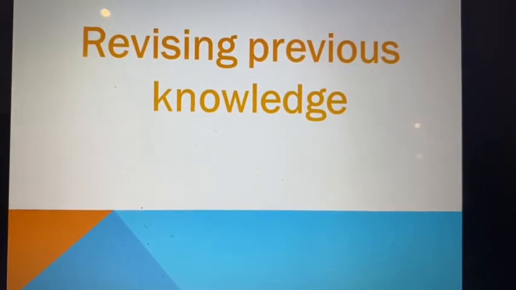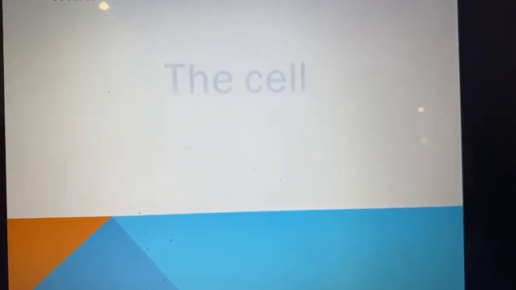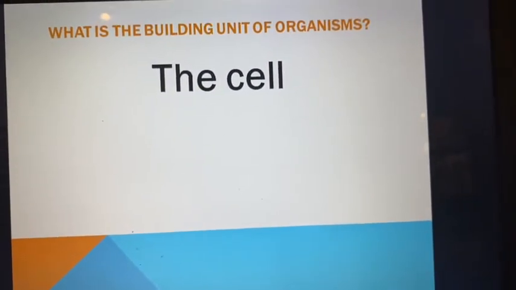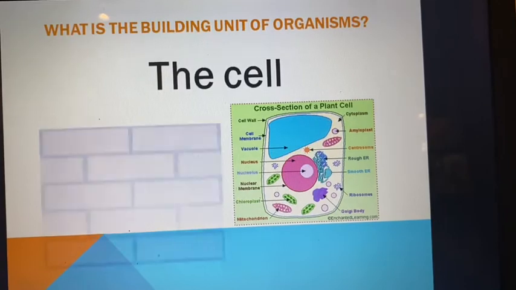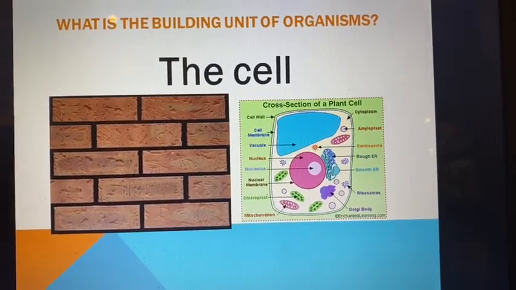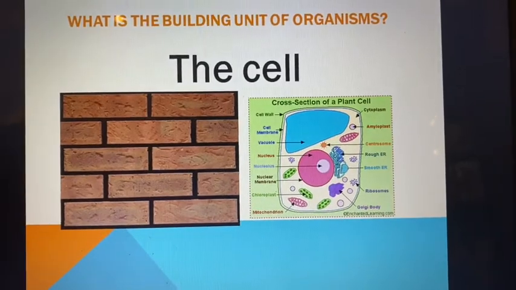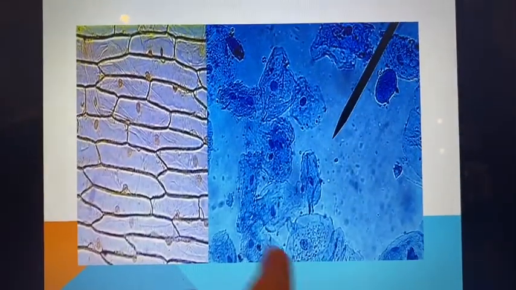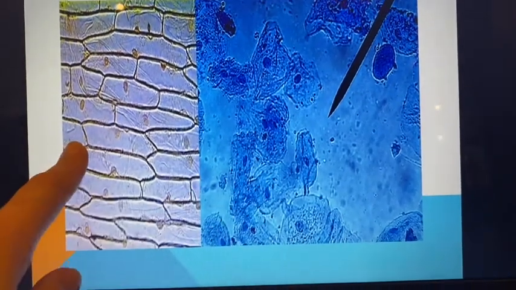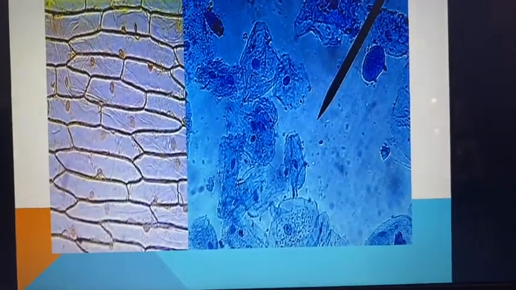Okay, now let us revise our previous knowledge. All of you know that organisms are made up of cells. And these cells are like the small blocks that make up a big building. Now there are two types of cells: the animal cells, which have a random shape, and the plant cell that is covered with a cell wall.